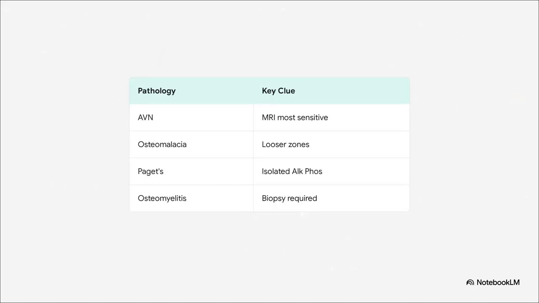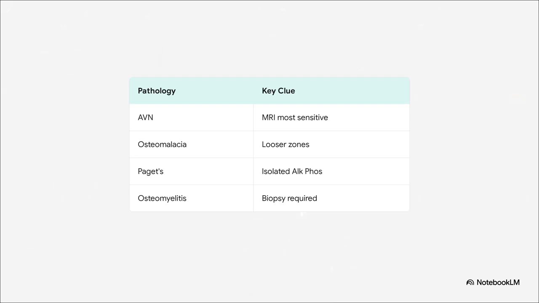Let's execute a high-speed rapid synthesis to really secure this whole diagnostic tree in your mind. Avascular necrosis, focal pain, completely normal labs, and MRI is the most sensitive. Osteomalacia, diffuse pain, low vitamin D driving high PTH and ALK-Phos. Look out for those looser zones. Paget's disease, an asymptomatic elderly patient with an isolated high alkaline phosphatase and hot spots on a bone scan.